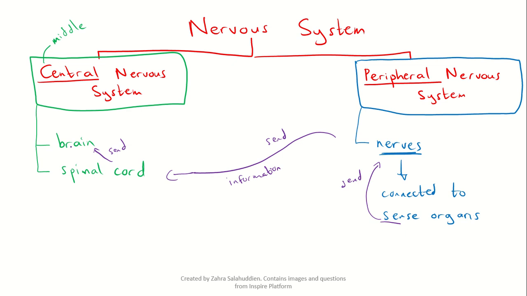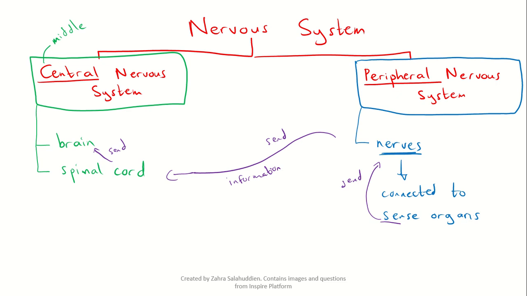Once the brain receives the message and decides what it's going to do, it will then send the message back to the spinal cord, which will take it back to the nerves, which will take it back to your muscles or whichever part of your body it wants to do something and make it react.